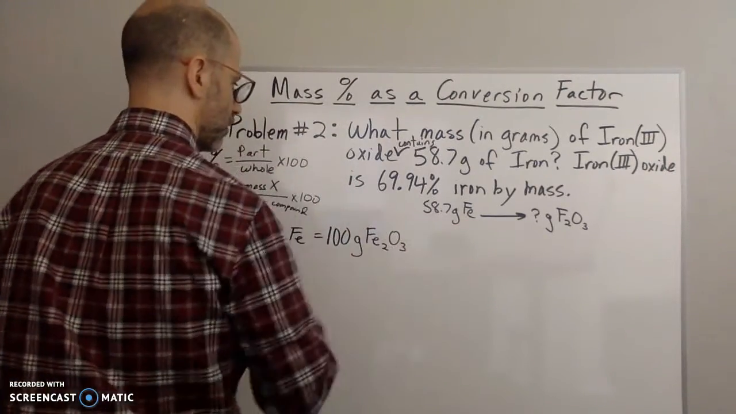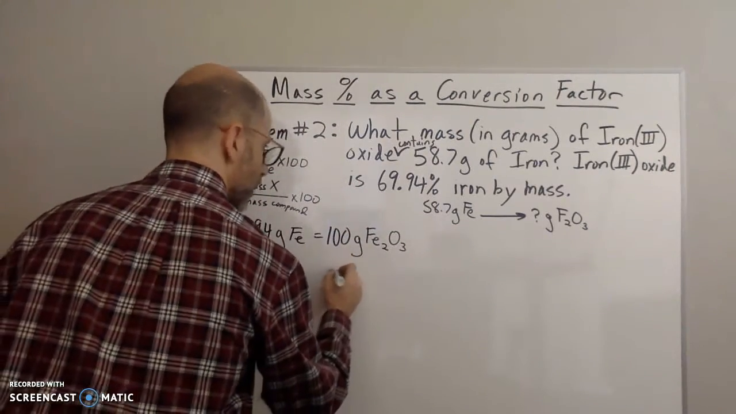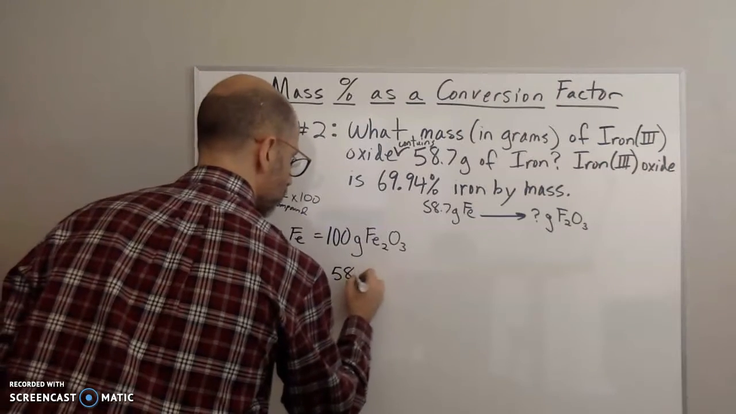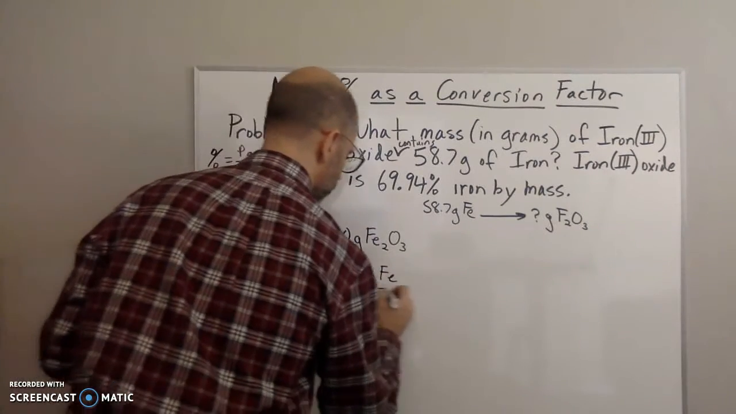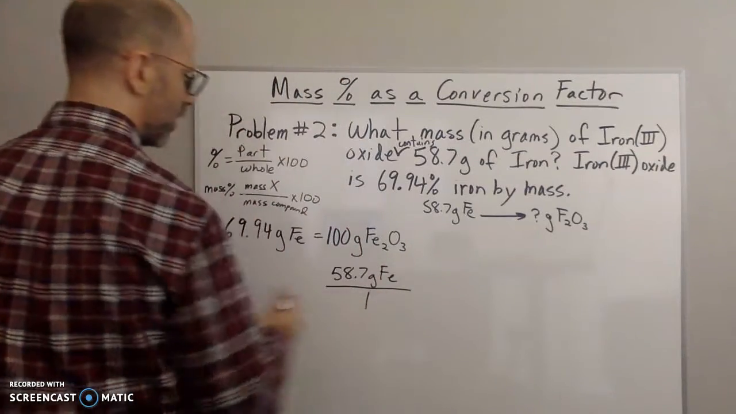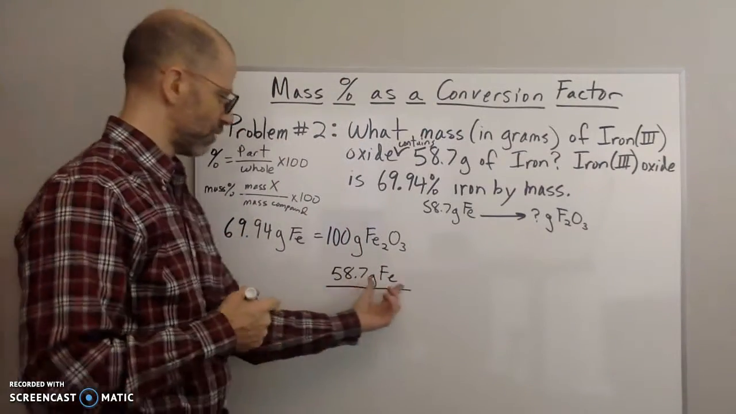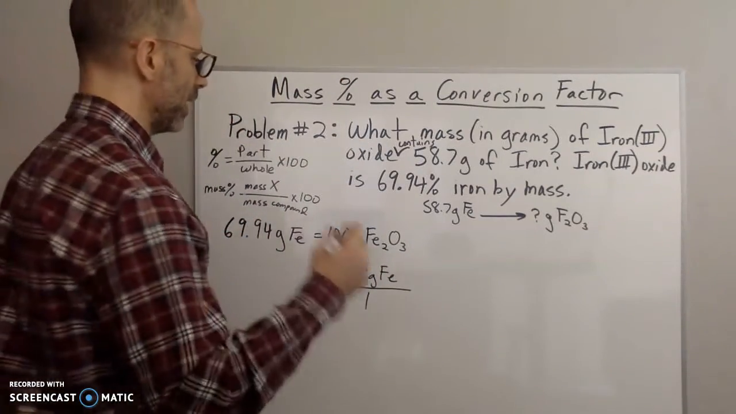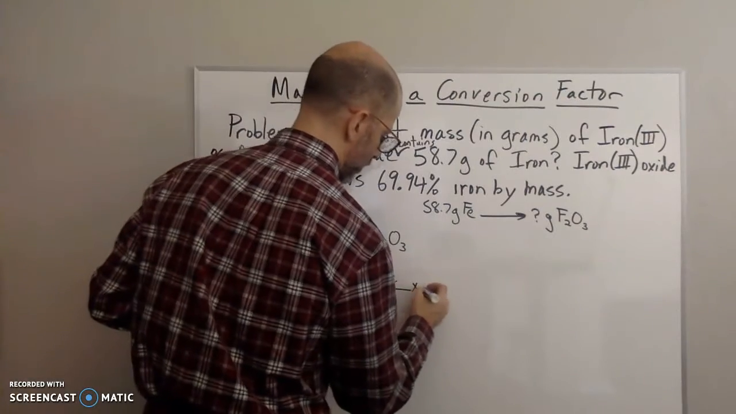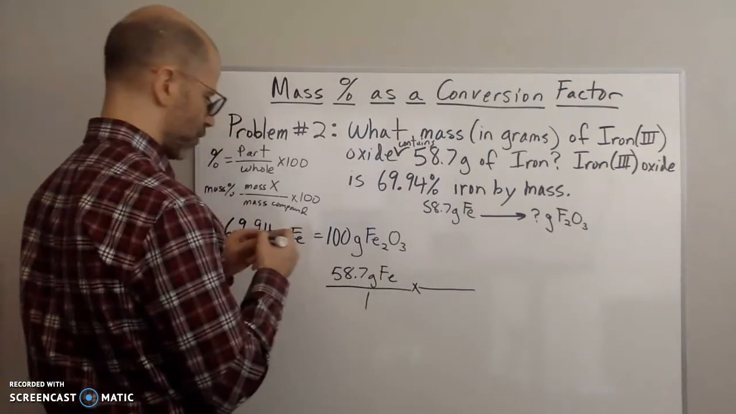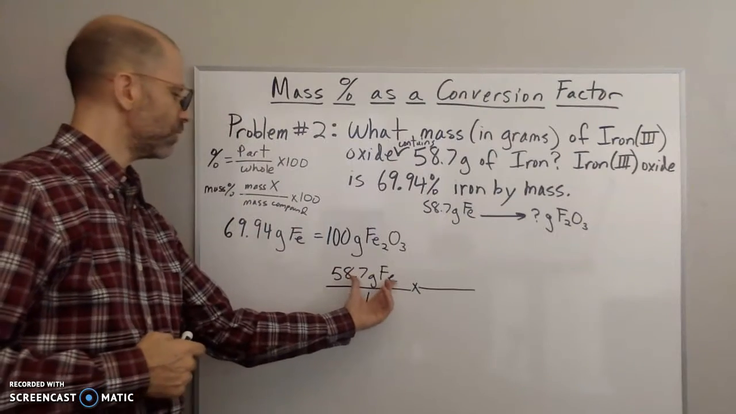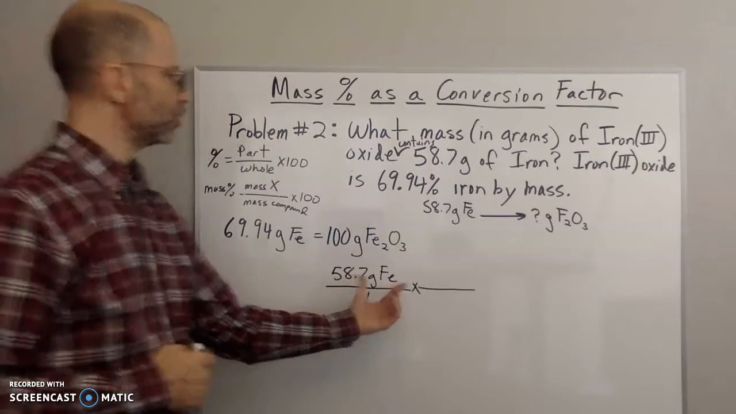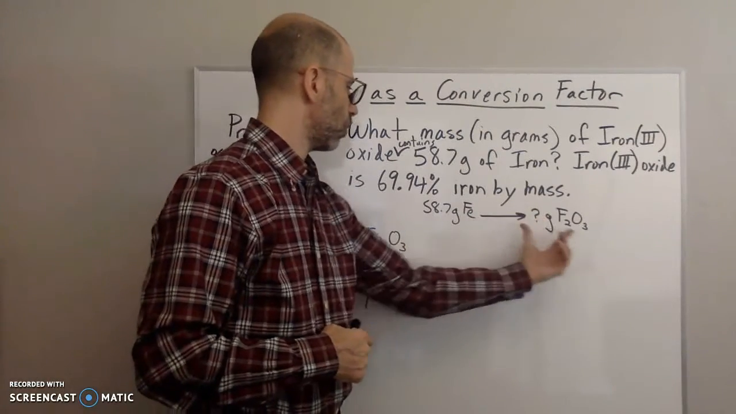We're going to begin with grams of iron. So we've got 58.7 grams of iron. We're going to put that over 1. There's no unit on the bottom because we just have grams of iron. And now we're going to multiply by our first conversion factor. So we need to go from grams of the part, iron, to grams of the whole.